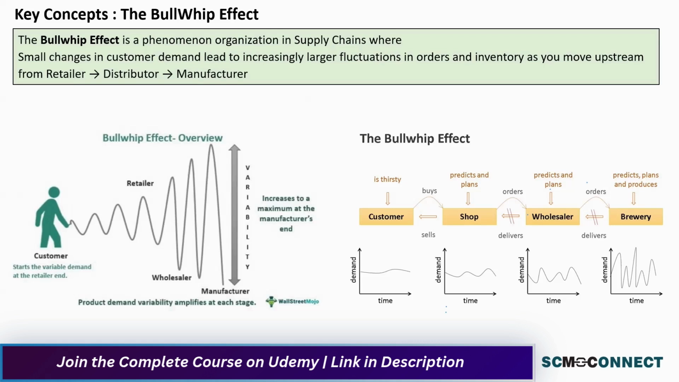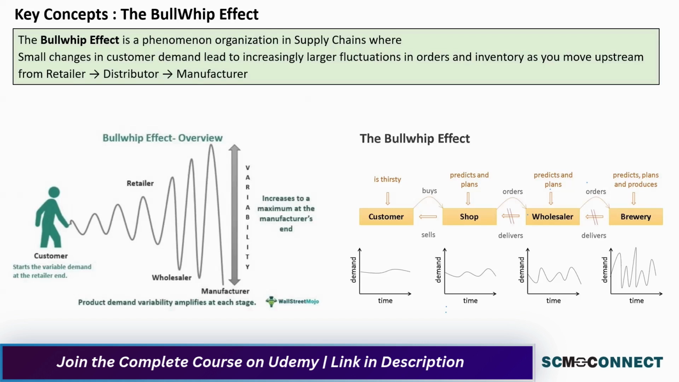So this is exactly what happens in supply chains. So bullwhip effect is a phenomena in which small changes in customer demand lead to increasingly larger fluctuations in orders and inventories as we move upstream from retailer to wholesaler or distributor to manufacturer. So this is what is meant by bullwhip effect.